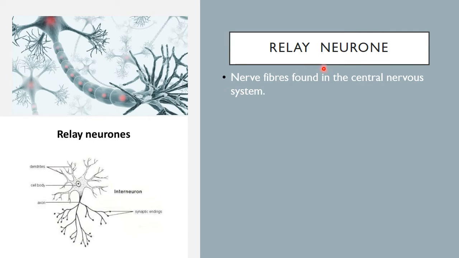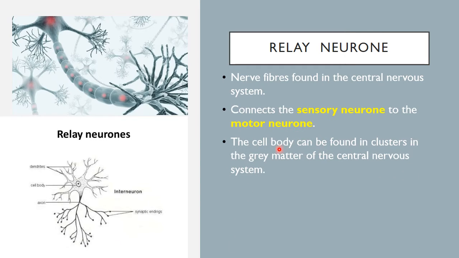Second type of neuron called relay neuron, where nerve fibers found in the central nervous system. So function of this neuron is to connect the sensory neuron to the motor neuron, where the cell body can be found in clusters in the gray matter of the central nervous system.